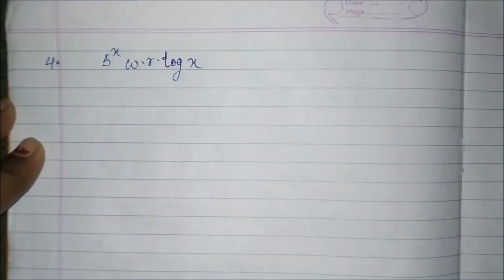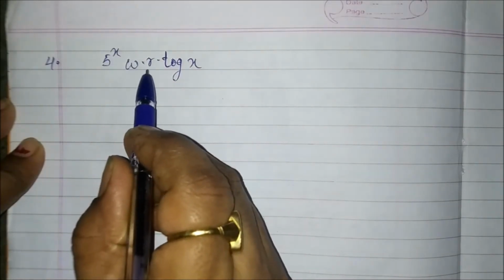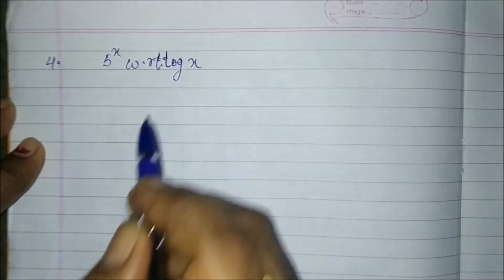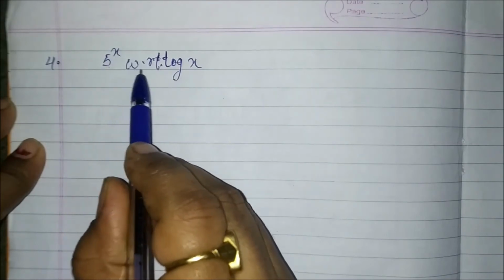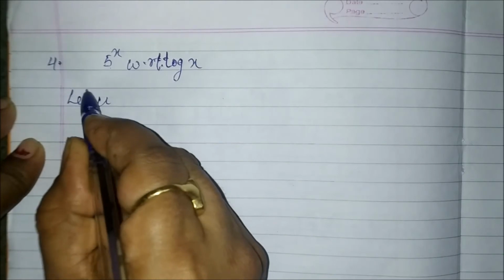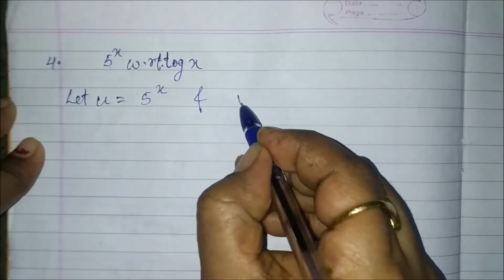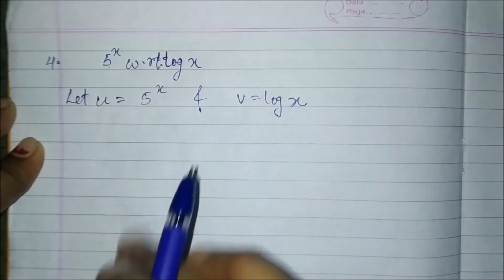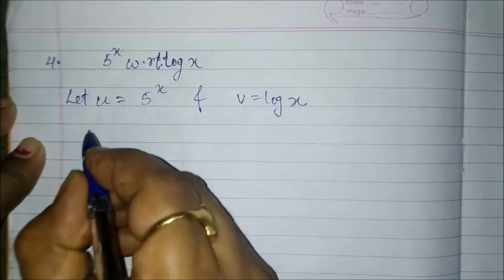See next sum, here it is: differentiate 5 raised to x with respect to log x. So first take u equals 5 raised to x and v equals log x. Separately differentiate all this, u and v, with respect to x.